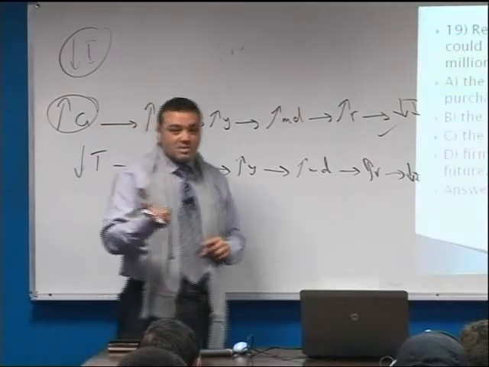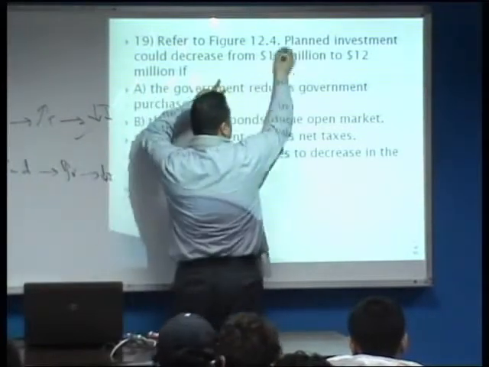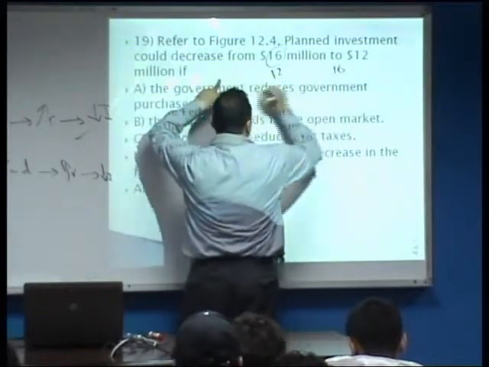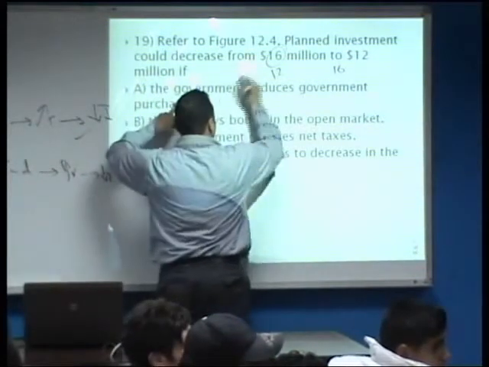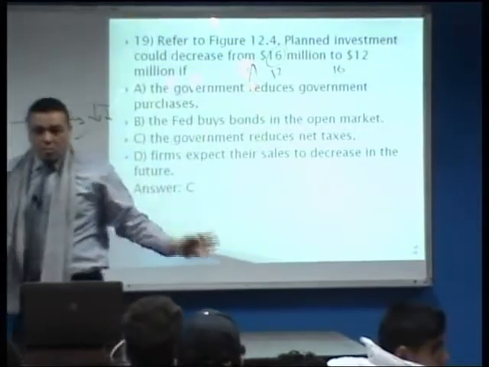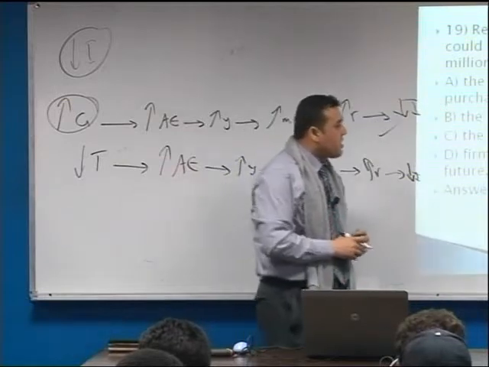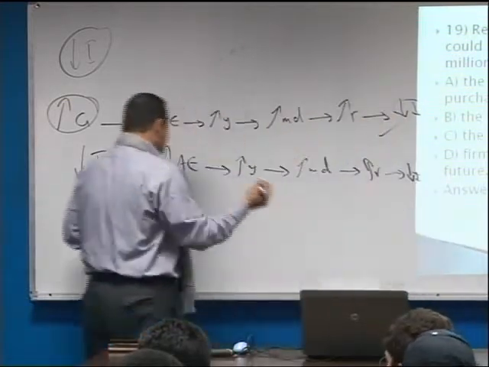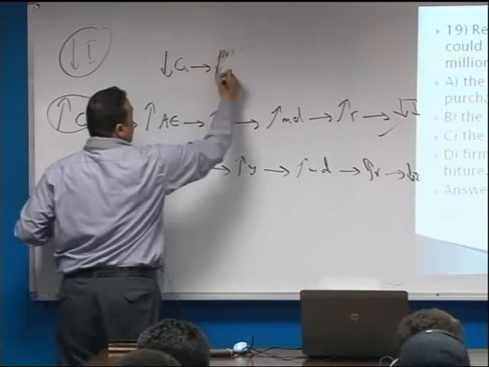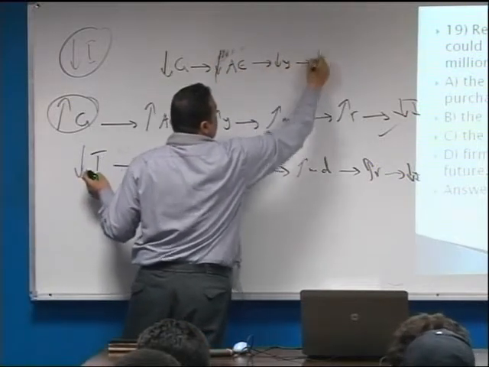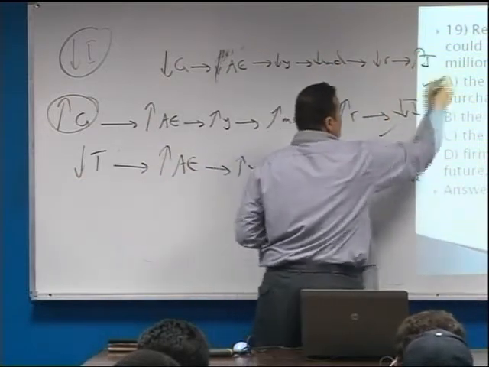So the planned investment could decrease if the government reduces the net taxes. Okay, let us suppose the opposite case. If the planned investment increases from 12 to 16, which is the best answer here? Let's try. For the first case, if the government decreases its spending, there is a decrease in aggregate expenditure, decrease in Y, decrease in money demand, decrease in R, increase in I. So it should be the correct answer.